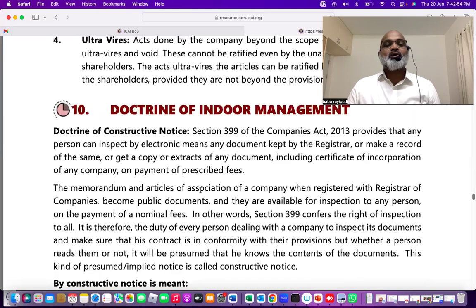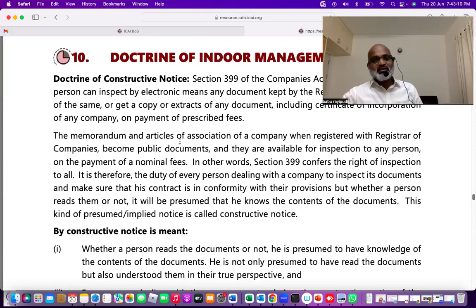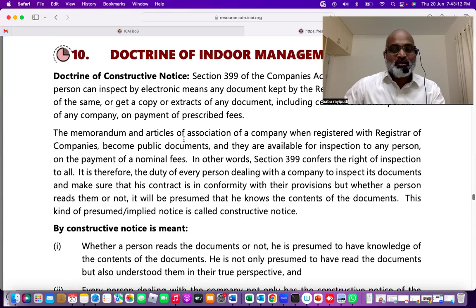Doctrine of indoor management, doctrine of ultra vires, doctrine of constructive notice. These 3 here. Doctrine of constructive notice, you know this concept, right? Doctrine of constructive notice means we presume that the outsider, whoever deals with the company, has understood and read these 2 documents called the MoA and AoA. So this doctrine of constructive notice and doctrine of indoor management are highly important.